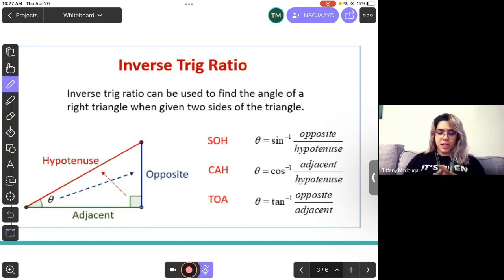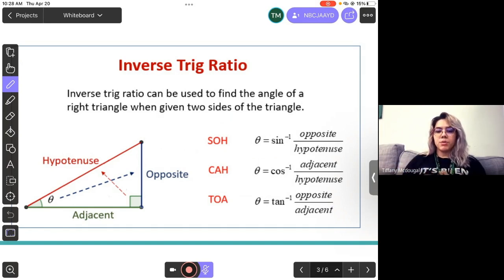So we know we have the Pythagorean theorem when we have a missing side length that we need. We have trigonometry when we have a missing side length that we need. And inverse trigonometry is the one that we use to find a missing angle, specifically for right triangles. So we can see that we have SOHCAHTOA here, and then you can see how SOHCAHTOA translates over into the inverse trig functions.